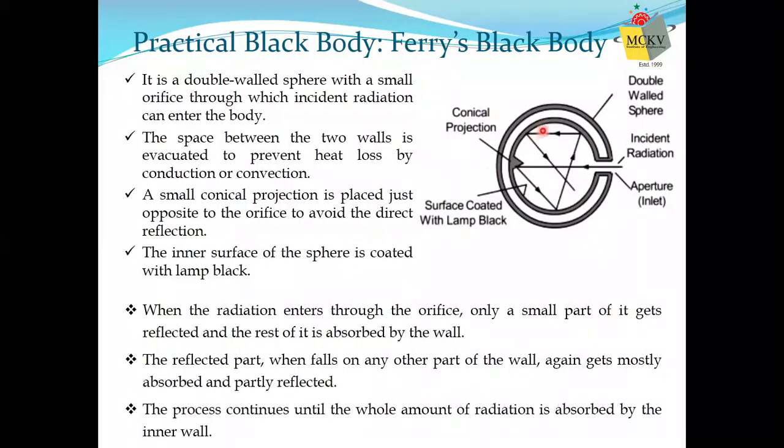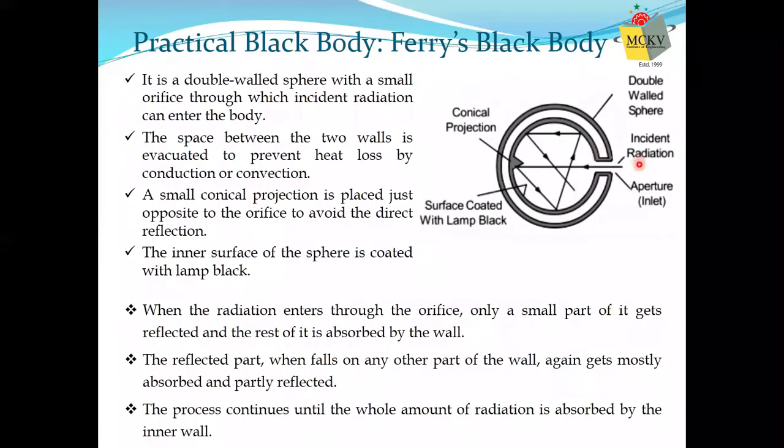In Ferry's black body, a double-walled sphere is used with a small orifice through which the incident radiation can enter into the body. The space between the two walls of that hollow sphere is evacuated to prevent heat loss by way of conduction or convection. A small conical projection is placed just opposite to the orifice to avoid direct reflection. And the inner wall of that hollow sphere is coated with lamp black or platinum black, having very high absorption coefficient.